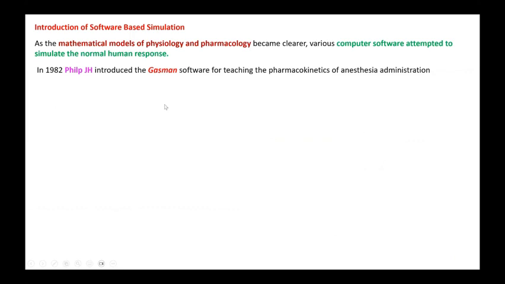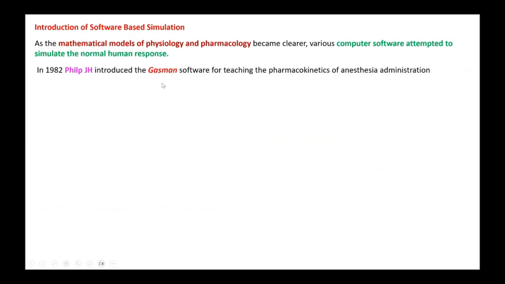And once the software was introduced into simulation, the mathematical models of physiology and pharmacology, and with the computer software, it almost resembled a normal human response. So that is the major advantage or the development in simulation labs, that nowadays you have the mannequins or the models which have almost all the human responses that you want to recreate.